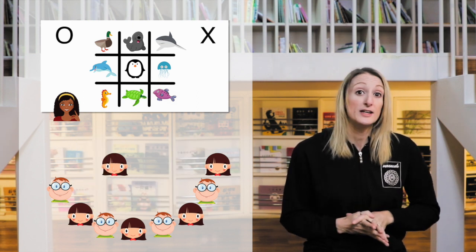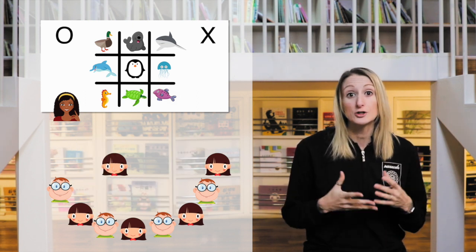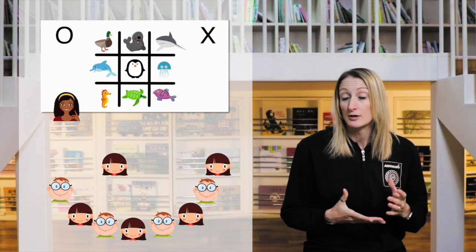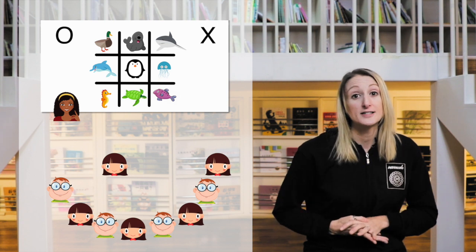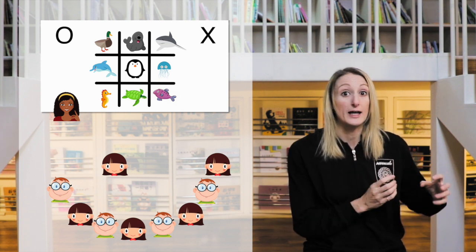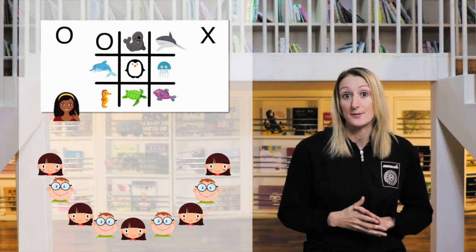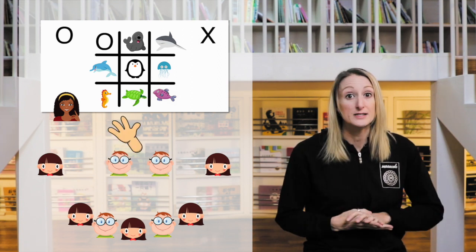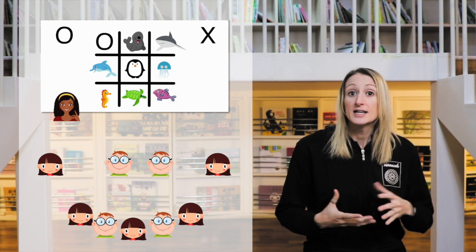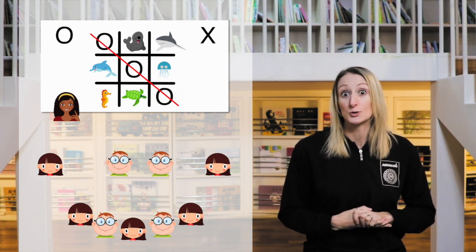That student in the middle then needs to look at the grid on the board and choose a word with which to answer. For example, my favourite animals are ducks. That flashcard is then replaced with either a nought or a cross and that student sits back down. Another member from Team A and Team B come to the middle, play rock, paper, scissors and go again. Keep going until one team has scored 3 in a row.